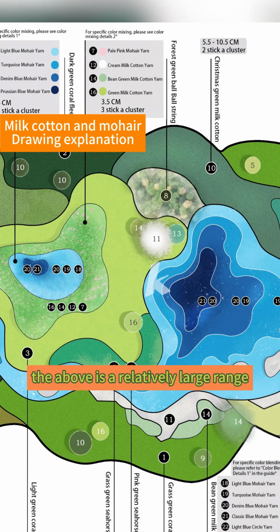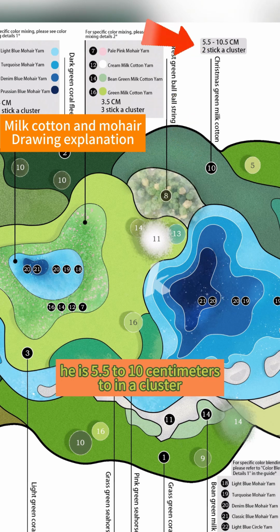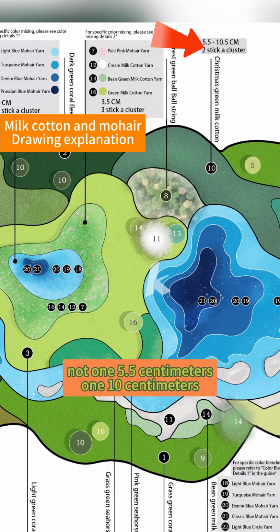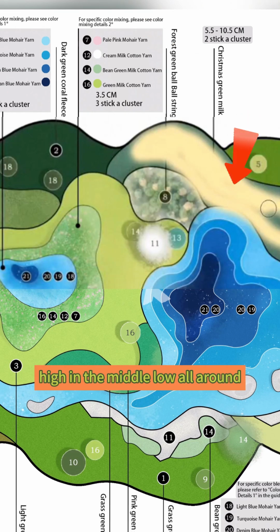The above is a relatively large range. Number 10, Christmas green milk cotton. He used 5.5 to 10 centimeters, 2 in a cluster. Not 1 at 5.5 centimeters, 1 at 10 centimeters. He means it's like a hill, high in the middle, low all around.